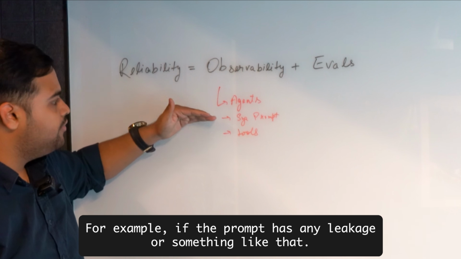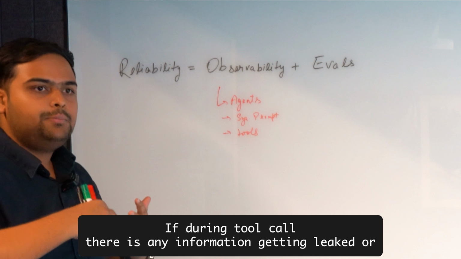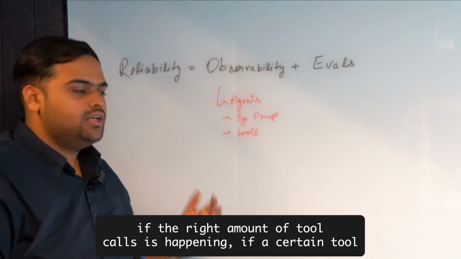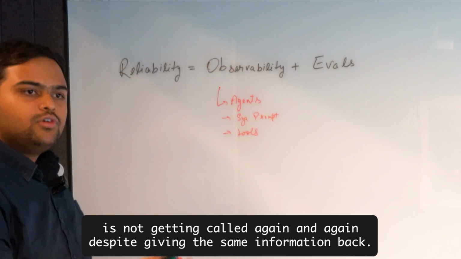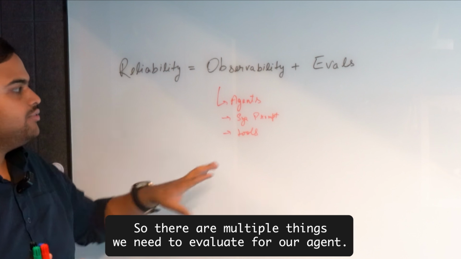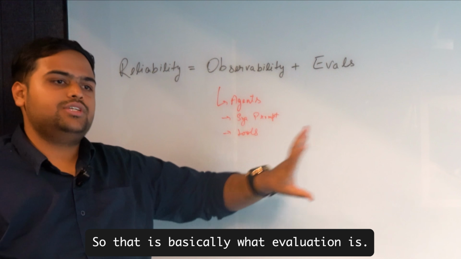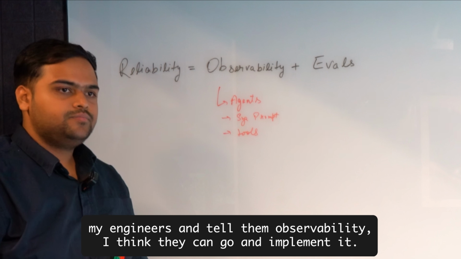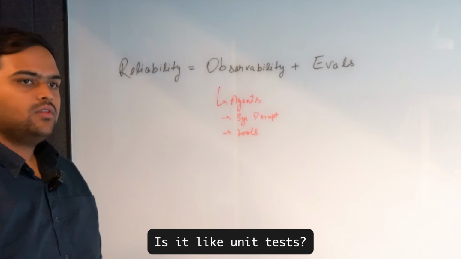For example, whether the prompt has any leakage, whether during a tool call any PII information is getting leaked, whether the right number of tool calls is happening, or whether a certain tool is getting called again and again despite giving the same information back. There are multiple things we need to evaluate for our AI agent. That is basically what evaluation is. So if I have to go to my engineers and tell them observability, I think they can go and implement it. But what about evals? Is it like unit tests?